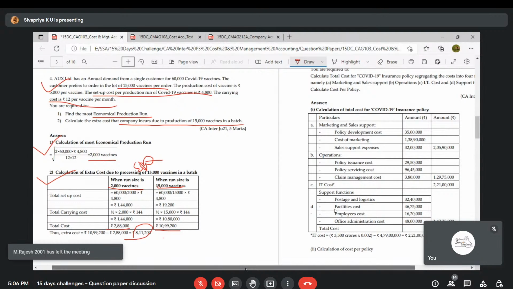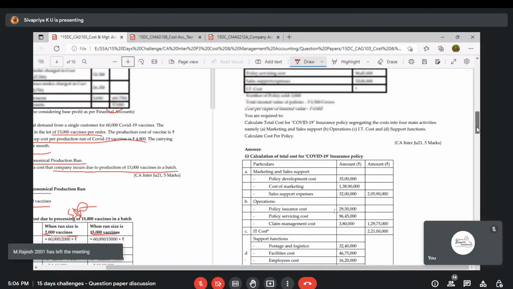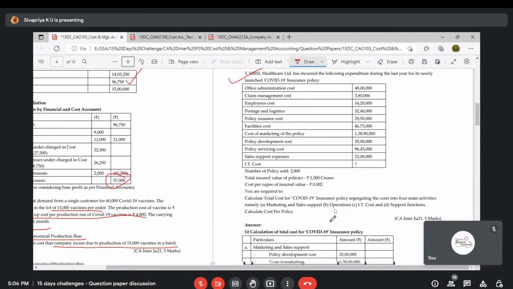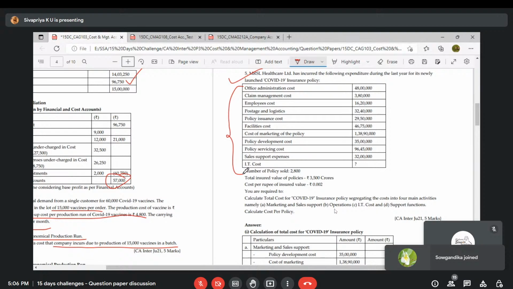Right. Question number 5. So this is with respect to the preparation of cost sheet. And idhula enna appdin sonnana all the data regarding the cost are given. Okay, number of policies, total insured value. Okay, you are required to calculate the total cost. In the activity based costing irukku illaya and the system prakaram நம்ம இத பண்றோம்.